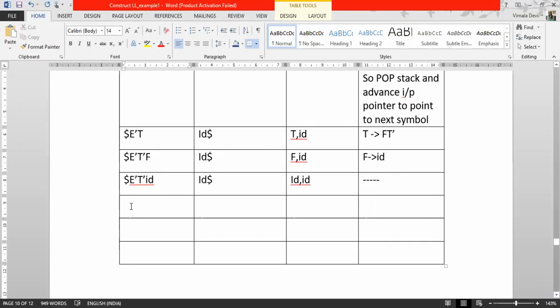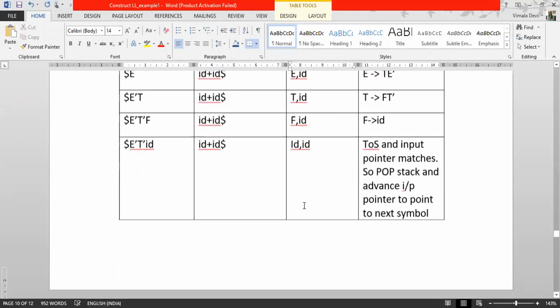So now the stack contains dollar, E dash, T dash, ID is removed from the top of the stack, and now the input buffer is containing dollar. Input buffer in fact contains the complete string. The read write pointer is pointing to dollar as of now. Now you check for the rule at the cell T dash comma dollar. So what is the rule available? T dash comma dollar.